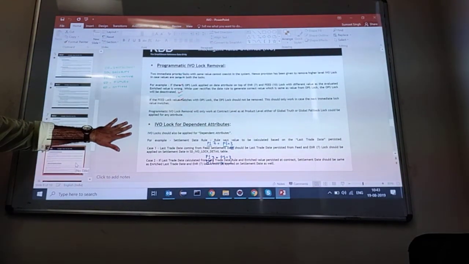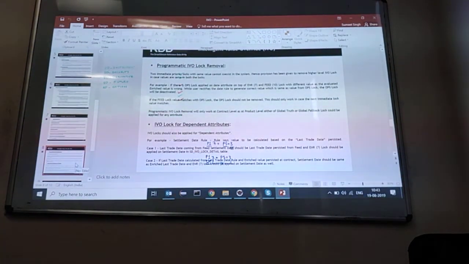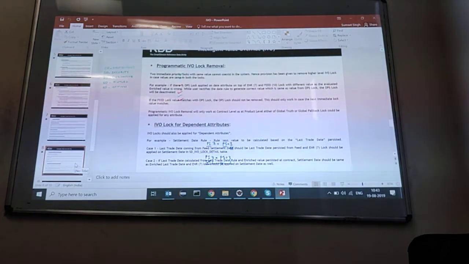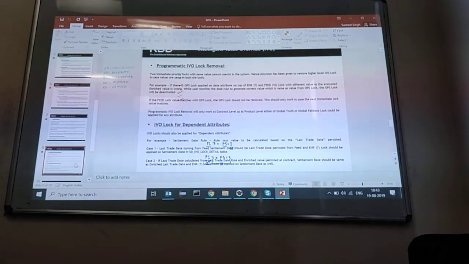So there is another thing that we have built: we don't want to put similar values, the same values, with different logs in the system at the same level. That is very important. So for example, at contract level, there is an enrichment happening on a date. Understand this one. There is an enrichment happening with a date rule, and the date is getting persisted. So for example, the date is January 2020.